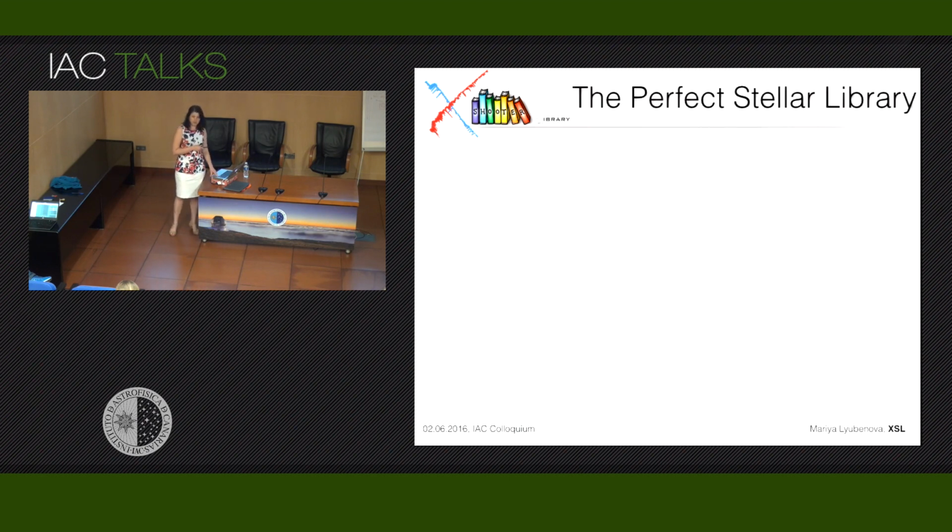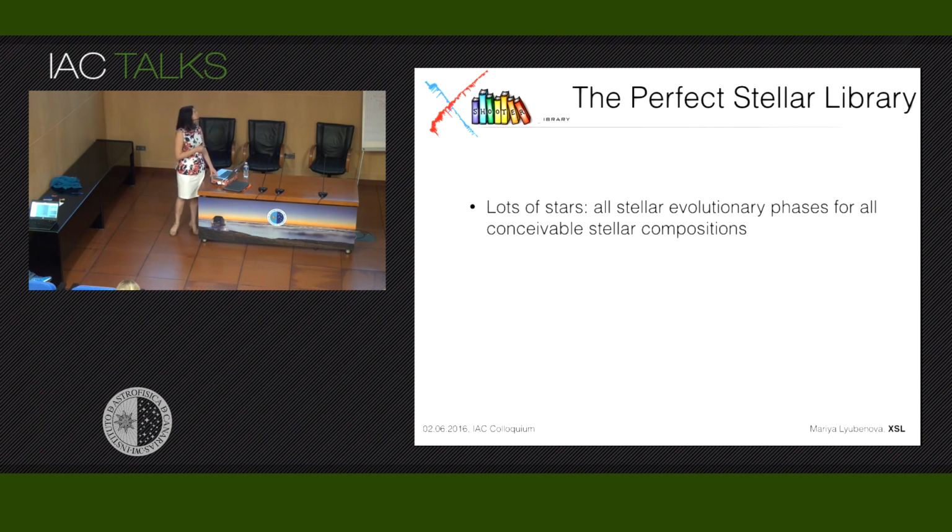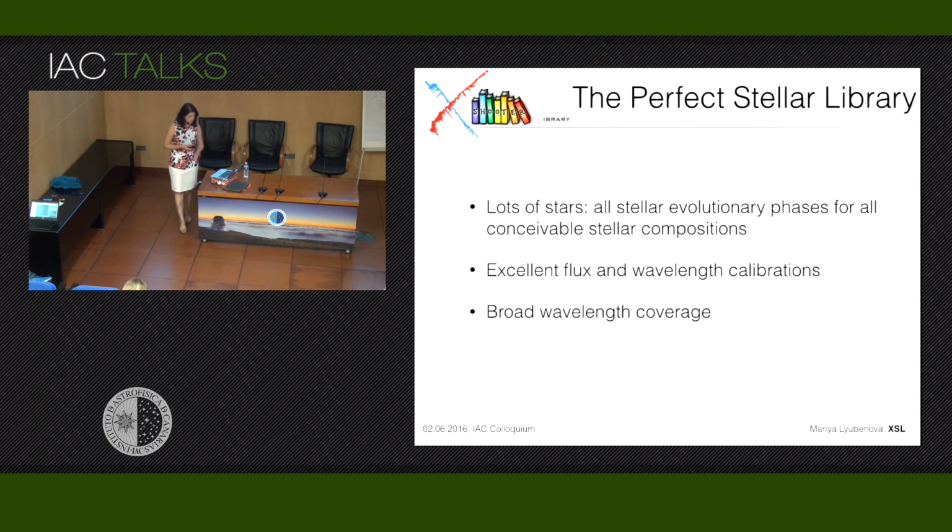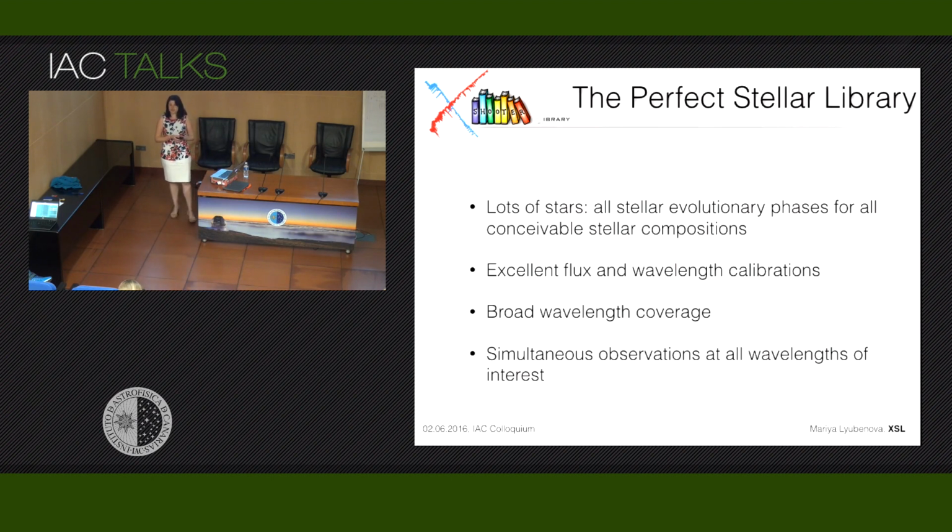Is XSL the perfect stellar library? If one asks what a perfect stellar library would have: lots of stars covering all stellar evolutionary phases for all conceivable stellar compositions of a stellar system, an excellent flux and wavelength calibration, so we can really rely on what we are mixing after that in a model, and a very broad wavelength coverage. And of course, all this should be observed at the same time, because several stellar phases contribute differently in different wavelengths.